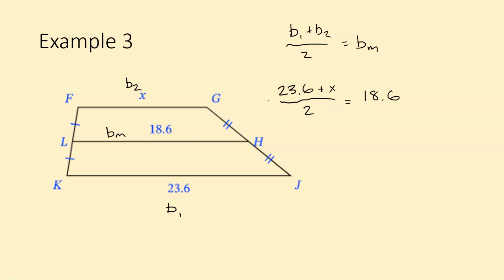First, to solve for X, we multiply by 2 on both sides. So the 2's over here cancel. We got 18.6 times 2 is 37.2. And then subtract 23.6 from both sides. And you get 13.6. Right, so that would be the length of this base on the top.